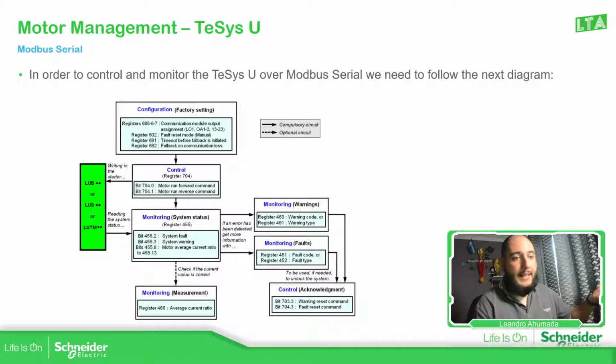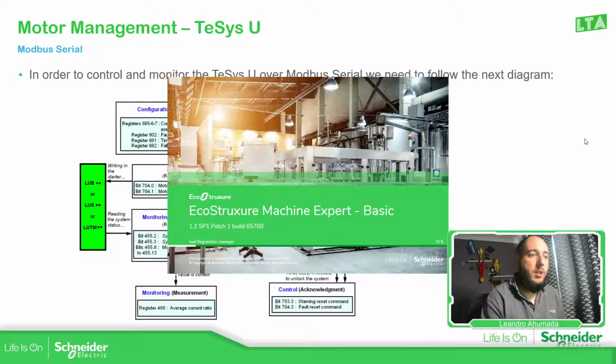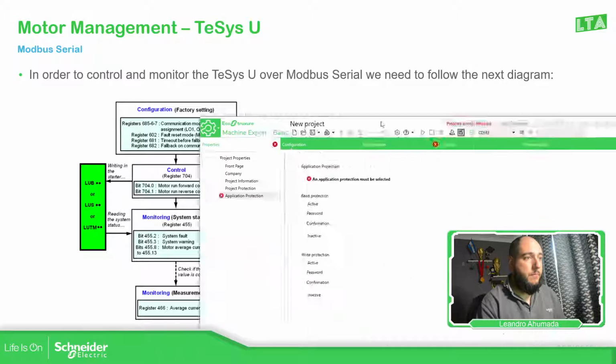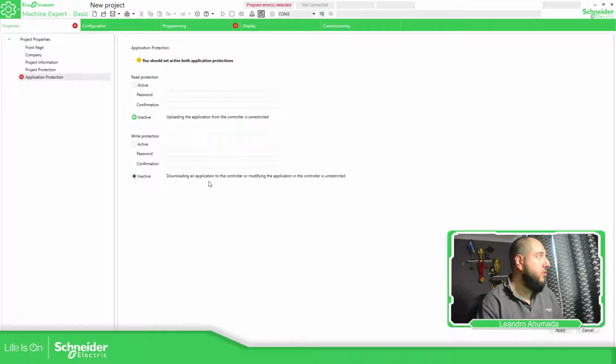Then this part is already done in a way in EcoStruxure Machine Expert Basic, which I'm going to show you. So let's go to the software so I can explain how it looks and how we need to configure this. As in any other software, we have the possibility to use function blocks to communicate to slave devices over Modbus serial. But I already explained how to use those blocks, and I won't go into those details right now.